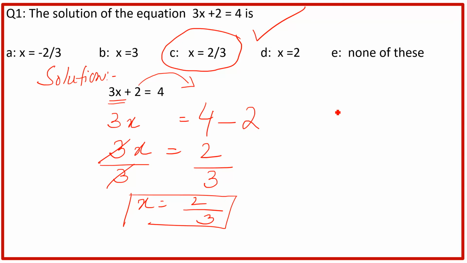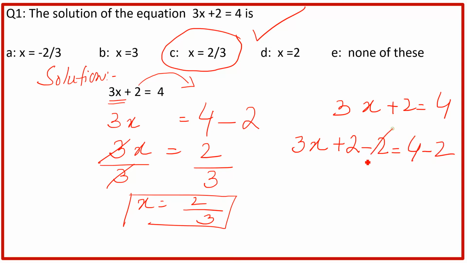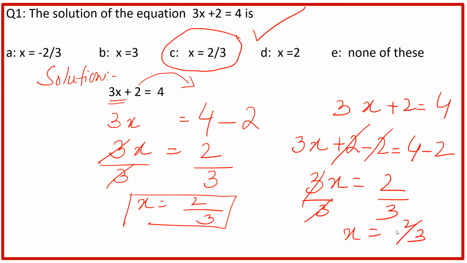This is the way, but the other way I will show you as well. 3x plus 2 is equal to 4. 3x, so see, this is positive 2. The opposite is negative 2. So if you want to do negative 2 here, the same thing you have to do on the other side of the equation. 3x is equal to 2. Same thing. But you have to use this transpose method. Just take the constant to one side of the equation and the variable to the other side of the equation.